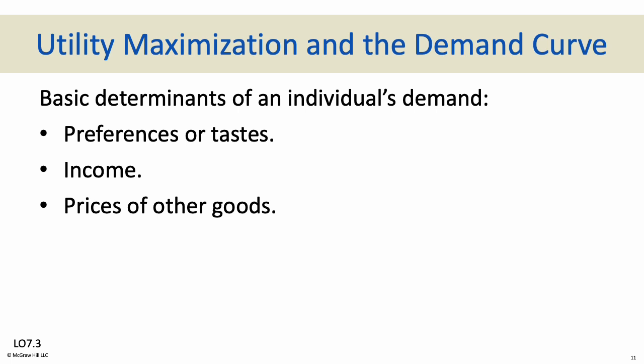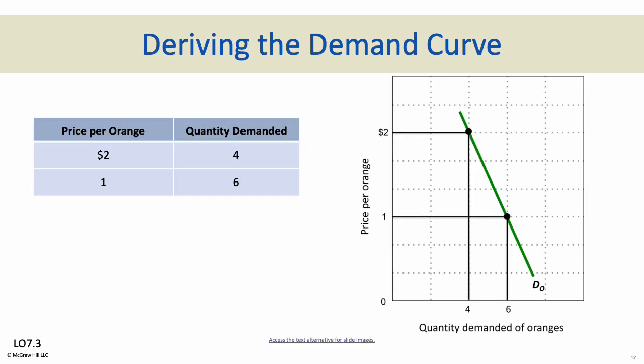So once again, the point to take away from this is the following. If we understand the utility maximizing rule, it makes it easy to see why price and quantity demanded are inversely related. As we get more of something, we get less benefit from it, and we'll take a look at an example here. So at the price per orange, at $2, quantity demanded is 4. At $1, quantity demanded is 6.